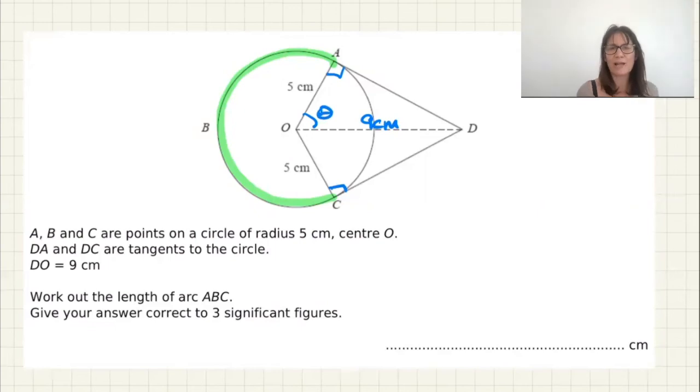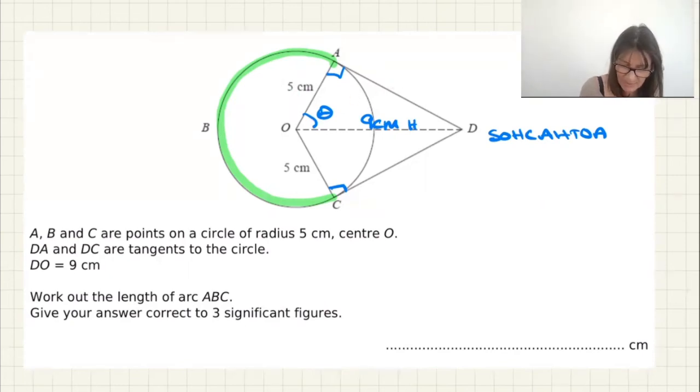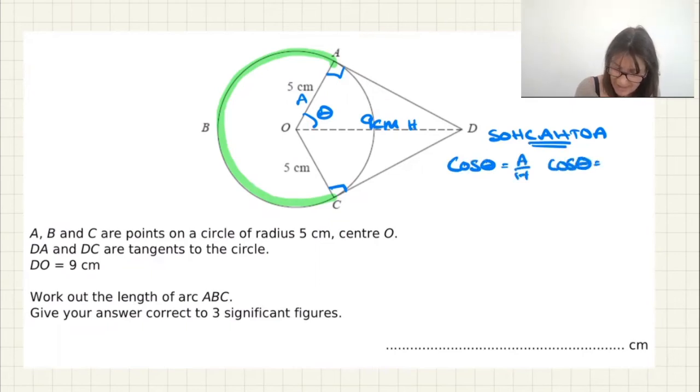Now I've got a right angle triangle and I want to find a missing angle. So this is trigonometry. This is SOHCAHTOA. So when I look at this, okay, 9 centimeters, that's my hypotenuse there. Okay, opposite is always opposite the angle. So that's over here, which means this edge here is my adjacent. I've got A and H. So I'm going to be using cos theta equals A over H. So cos theta is equal to A, which is 5, over H, which is 9.